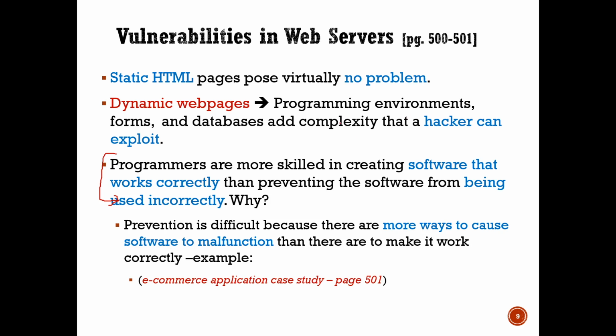It is because preventing is difficult. Preventing any attacker from attacking the software is difficult because there are more ways to cause the software to malfunction than there are to make it work correctly. Meaning that the ways of corrupting the software are much, much more than the ways of making it work correctly. All right, so for example, this is a case that you can refer to.